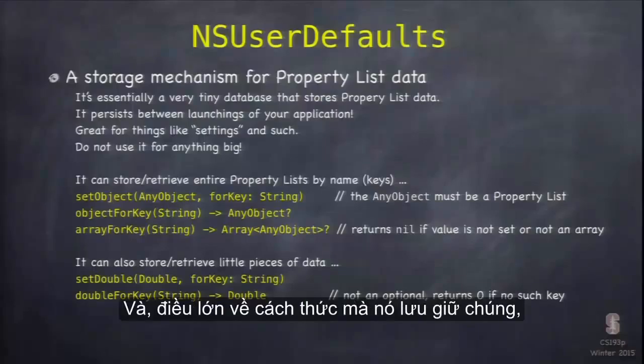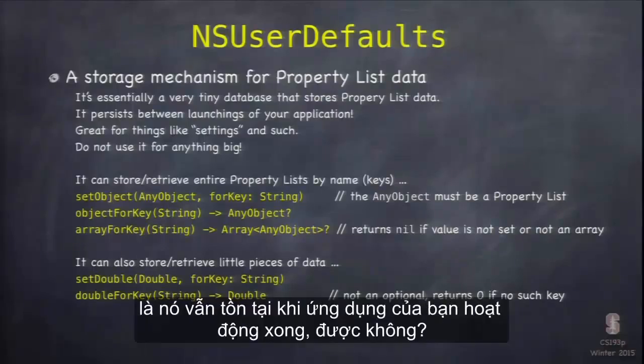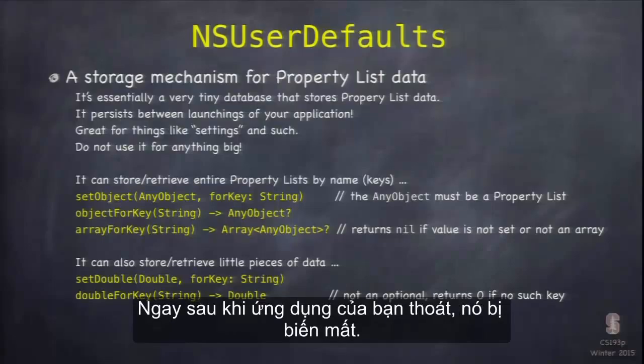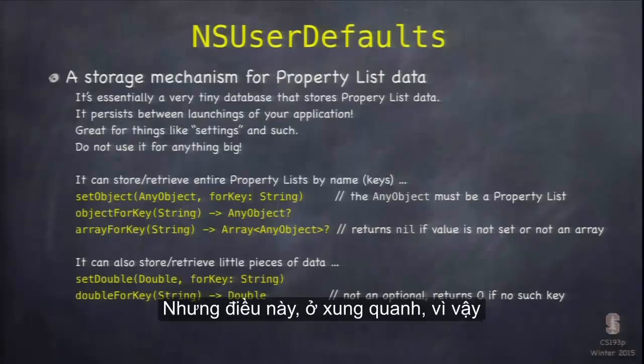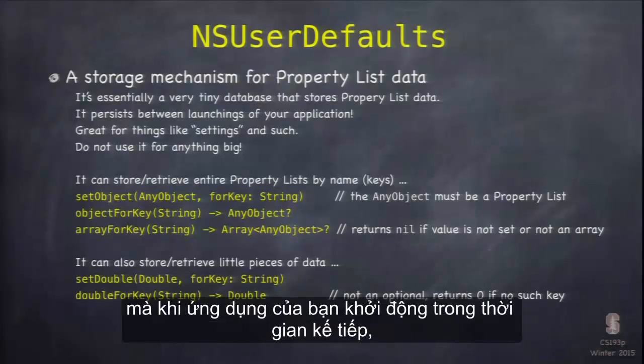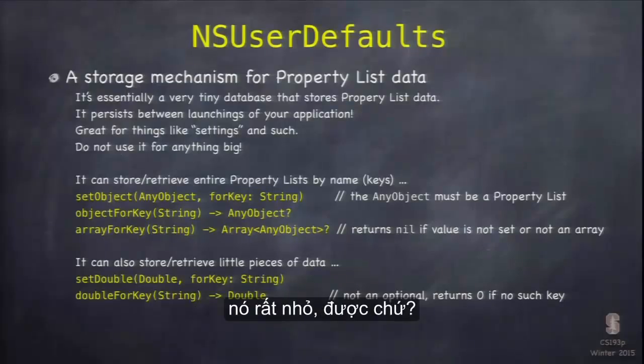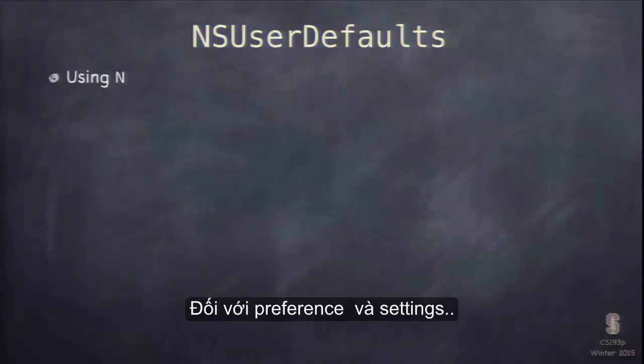And the big thing about the way it stores them is that it persists when your app is gone. Okay? So normally a dictionary is stored in the heap. As soon as your app quits, it's gone. But this stays around so that when your app launches the next time, all the data is still there. So that's why it's kind of like a database, but it's very small, okay, for preferences and settings.